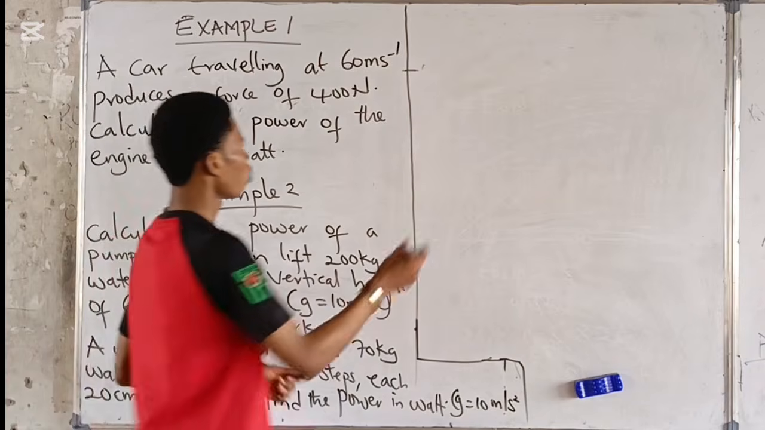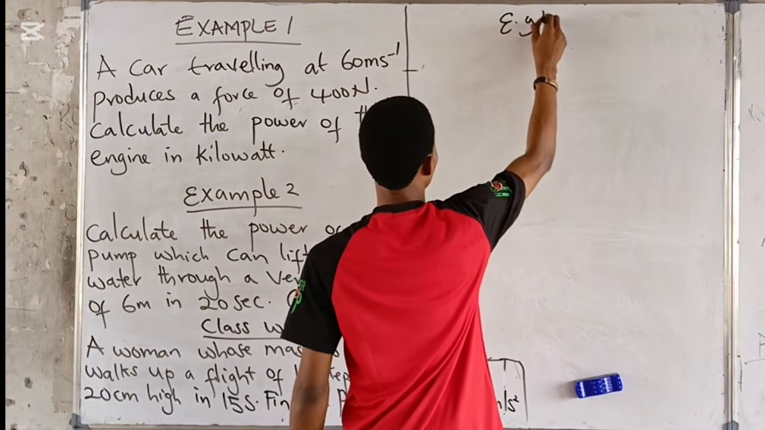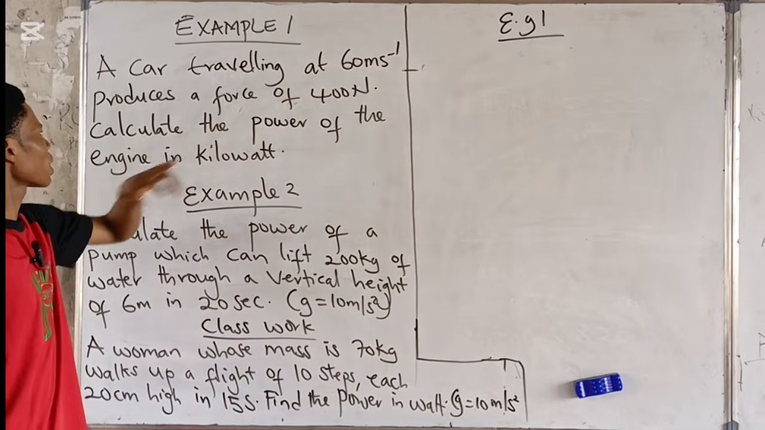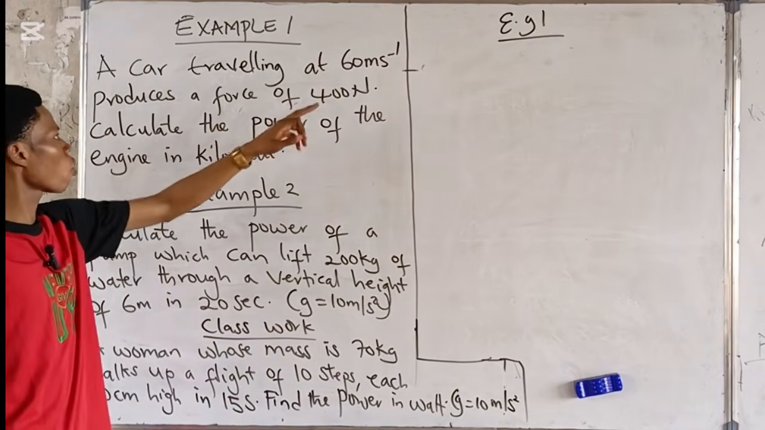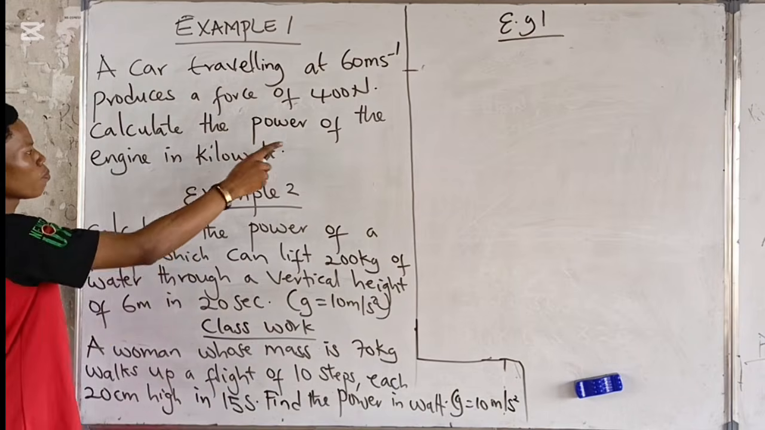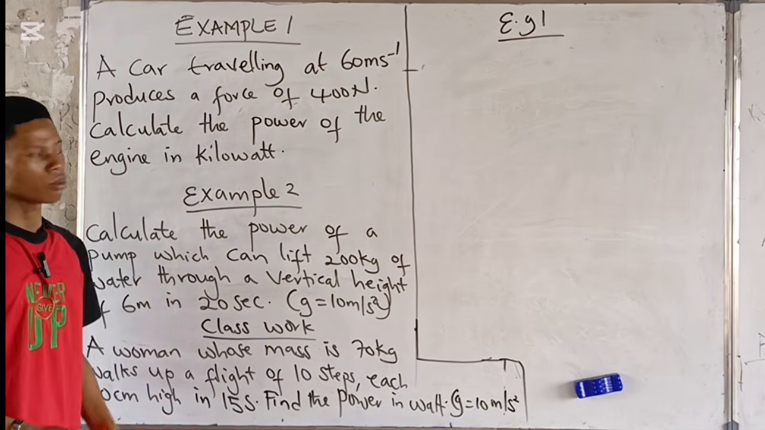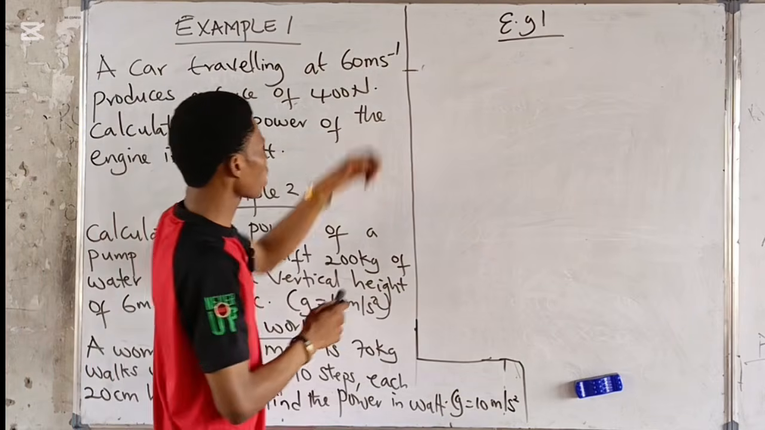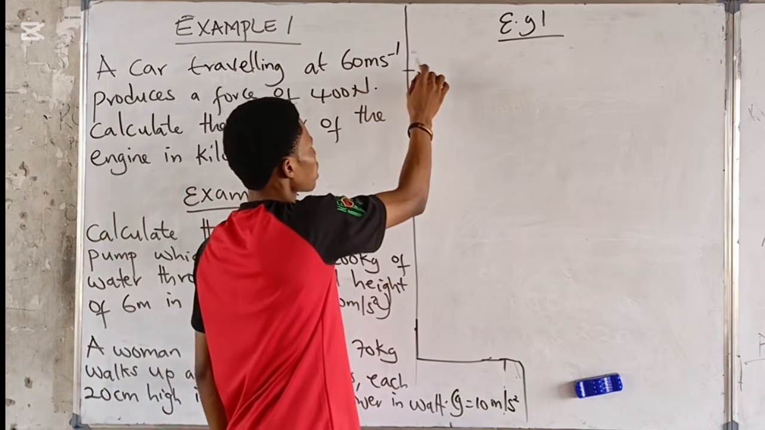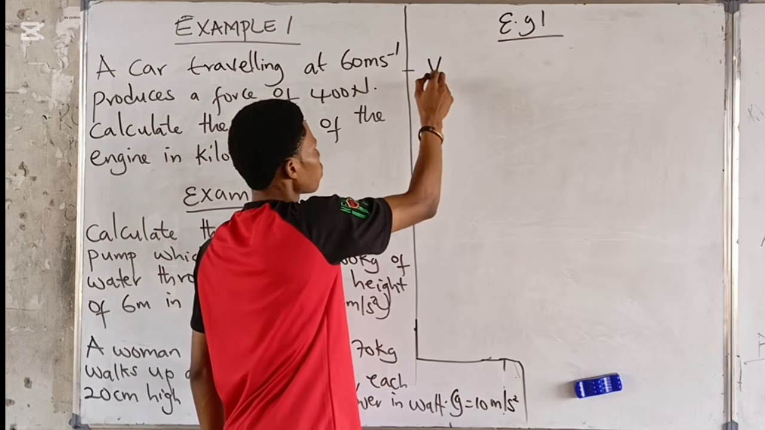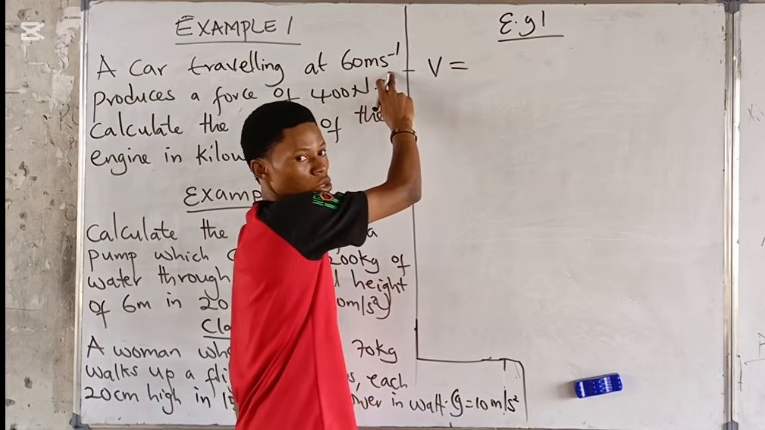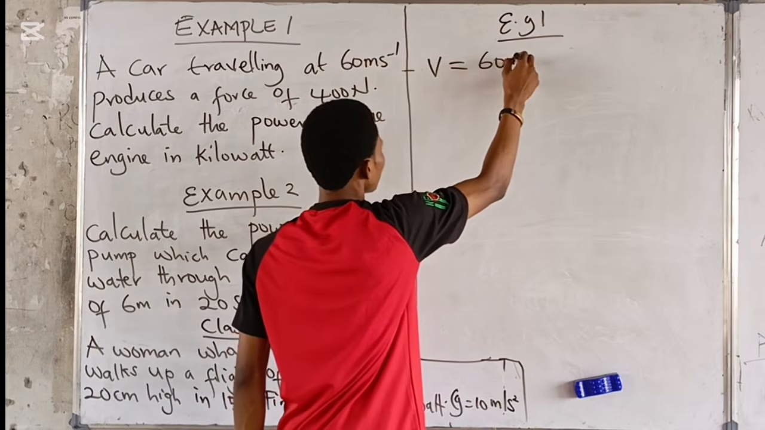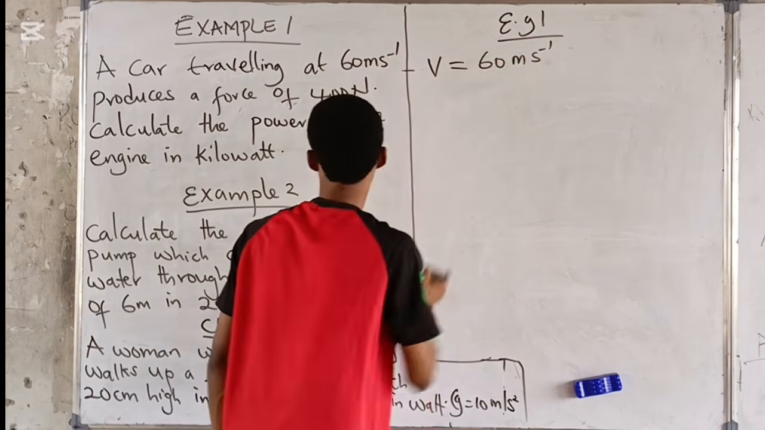All right, so example 1. Let's solve it together. Say a car traveling at 60 meters per second produces a force of 400 Newton. Calculate the power of the engine in kilowatts. Now, the car is traveling at 60 meters per second. You agree with me that that is the velocity of the car, right? Because meter per second is the unit for velocity. So velocity is 60 meters per second.